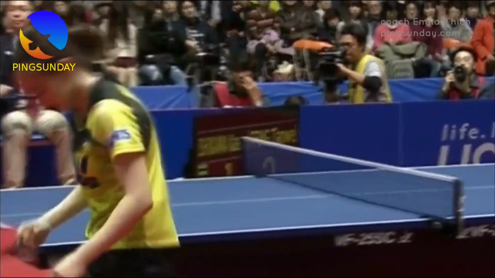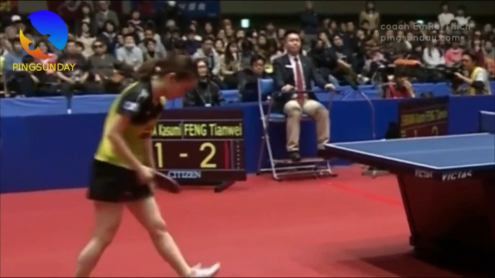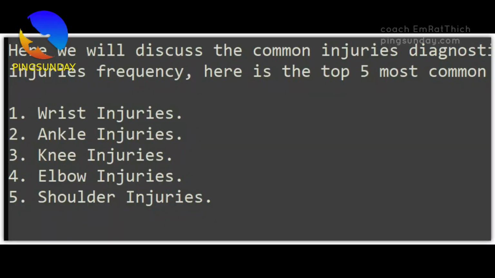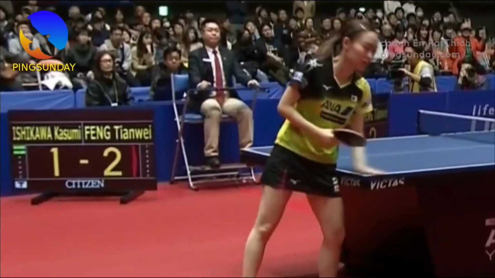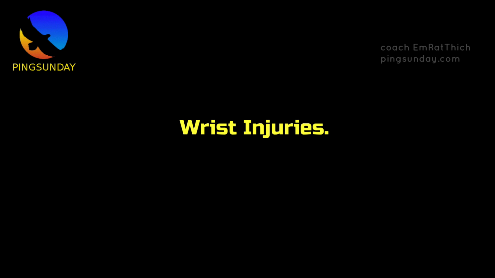In terms of injury frequency, here are the top 5 most common injuries and pains in table tennis. 1. Wrist injuries. 2. Ankle injuries. 3. Knee injuries. 4. Elbow injuries. 5. Shoulder injuries.